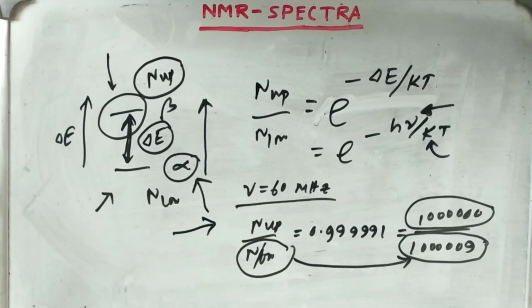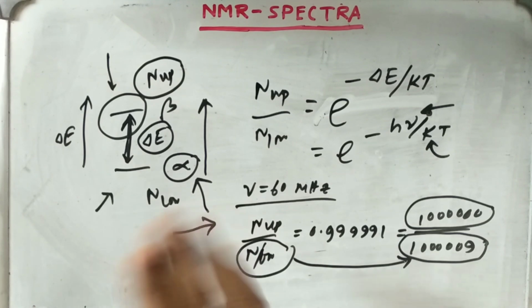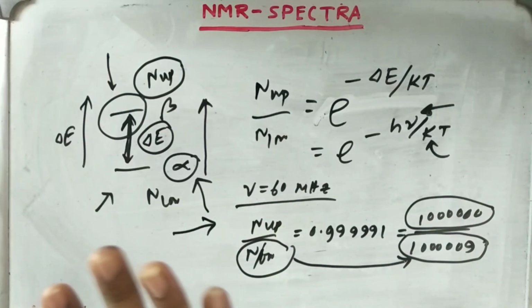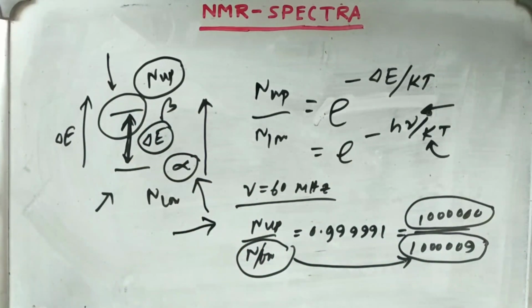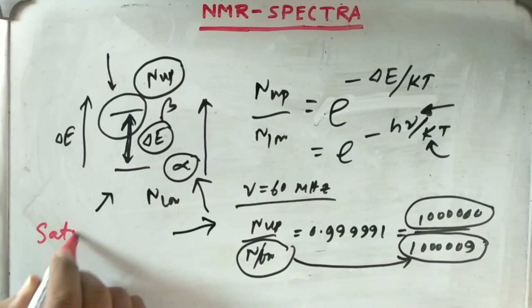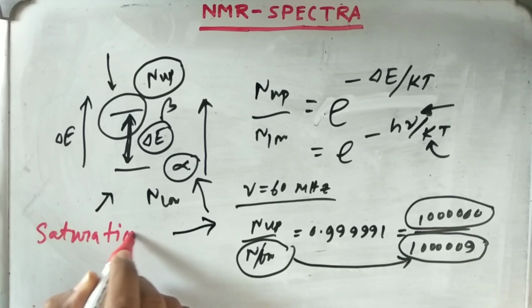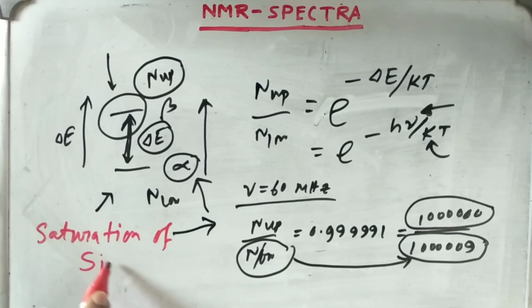Here one question comes: suppose alpha to beta spin state conversion isn't possible, then you will not get any kind of signal in NMR spectroscopy. That is called saturation of the signal. Saturation, this point is important. Saturation of signal. Signal means in the NMR spectroscopic machine.